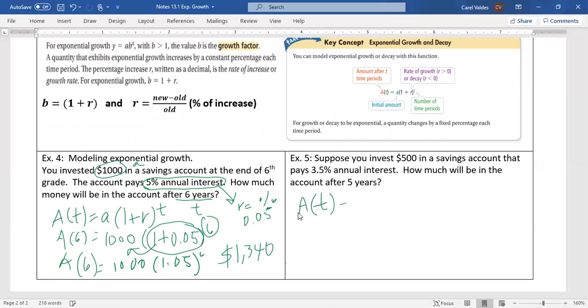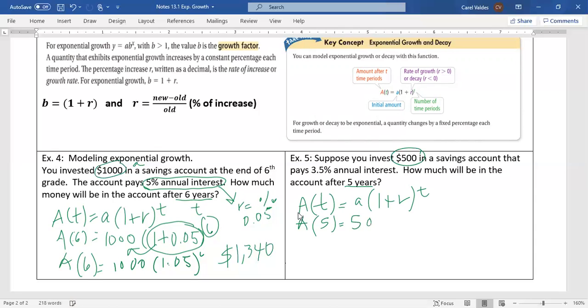So we want to know after 5 years on this one, how much money we have if we started with 500 and had an interest rate of 3.5%. So your A of t, you're looking after 5 years. So it's A of 5. And again, that's just notation. That's going to be your total at the end. Your a value is your initial amount.